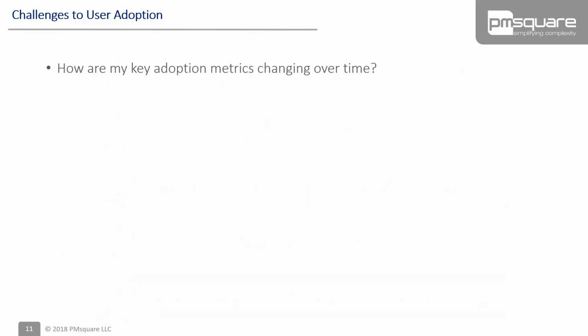There are some key questions that you could be asking that would help you overcome these challenges. Things like, how are my key adoption metrics changing over time? Or even taking a step back and saying, well, what are my key adoption metrics, and how are they changing over time? Which users are at risk of low satisfaction with Cognos?